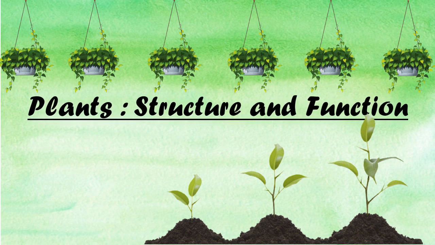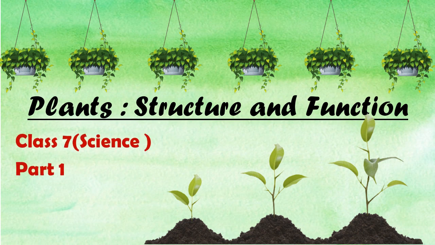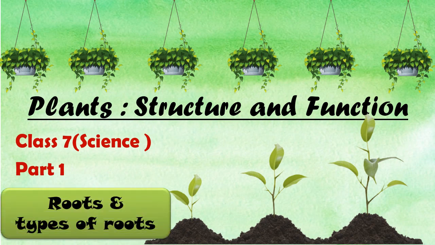Welcome dear student. Our topic today is plants, that is, structure and function, for class 7 science, and this is part 1 of the video. So student, we see different plants around us, and the structure, characteristics and function of each plant are different from each other. Today in this video we shall study roots, and we are going to study the different types of roots in this part.